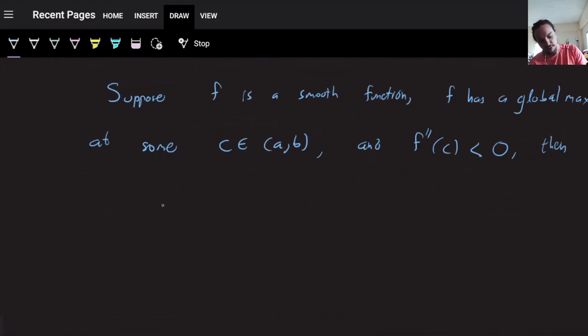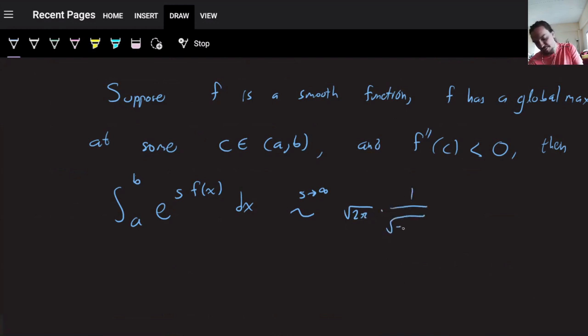Then the integral from a to b of e to the s f of x dx. So the x here is the variable of integration. s is the number that we're going to be making bigger. It is twiddle square root of 2 pi times 1 over the square root of minus f double prime at c times 1 over square root of s times e to the s f of c.